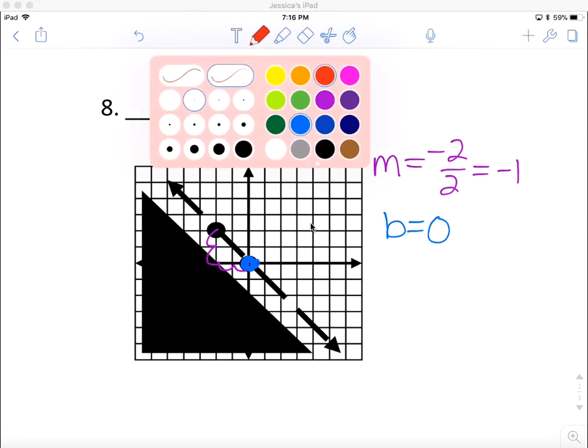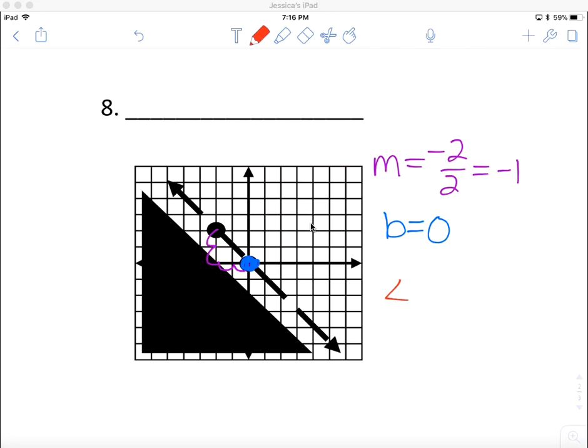This is a dotted line, so I'm now choosing between less than or greater than. Remember, dotted line means you don't underline the sign. And for this specific problem, if you look at your y-intercept, we are shading below it. Well, shading below the y-intercept tells me that I am going to use less than.